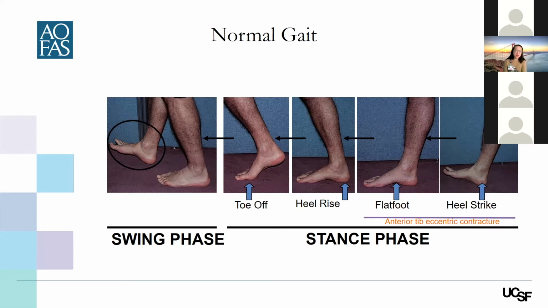And then you get to foot flat, and that's when your post tib is going to start firing and make that hind foot really rigid. Your heel is going to come off the ground, and then your Achilles and your gastroc soleus are going to start firing, and you're going to push off, and that propels you into the next step. And then the swing phase is your foot essentially just swinging through.